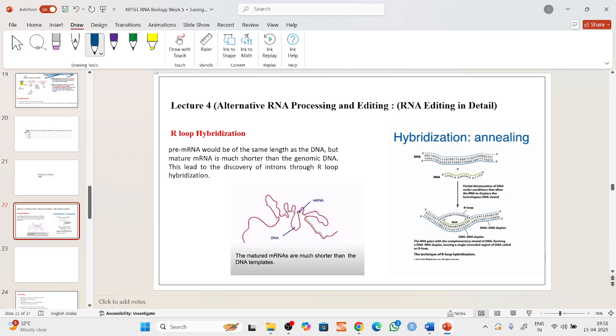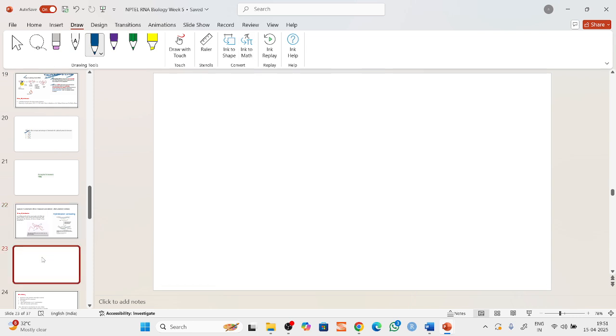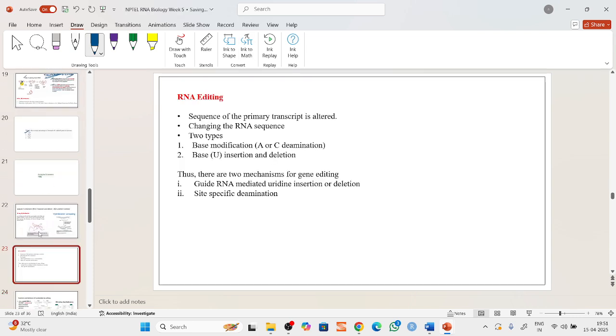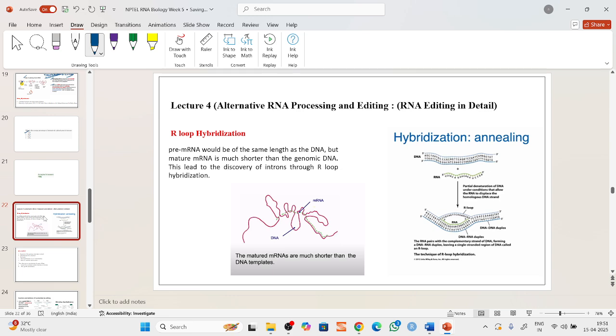Okay, now let us come to lecture 4, which is RNA editing. Now we are going to study RNA editing in detail. So first we are going to study R-loop hybridization. This was the technique which led to the discovery of what? Introns. So what is R-loop hybridization? Let us try to understand.